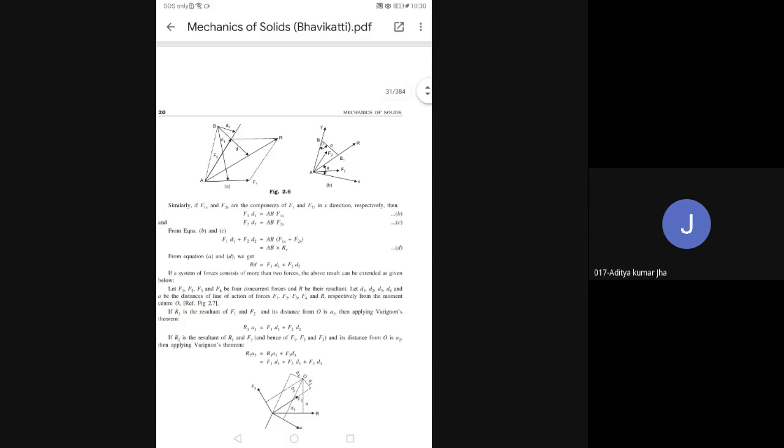See, two forces are here, F1 and F2. I will draw it on the whiteboard later also. So F1 and F2, two forces are there, and the resultant force of F1 and F2 is R. So we have the F1 force, just see here at point A. Just see the figure for the time being. F1 is one force, F2 is another force, R is the resultant force of F1 and F2, and B is the moment center.